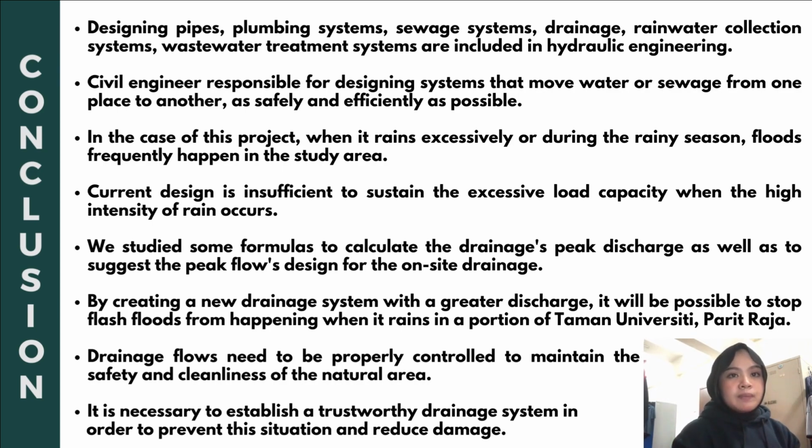To conclude, one of the most important parts of a residential community is the drainage system. Drainage flows need to be properly controlled to maintain the safety and cleanliness of the natural area. It is necessary to establish a trustworthy drainage system in order to prevent this situation and reduce damage.